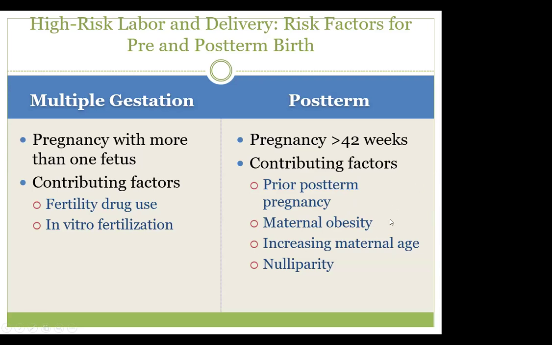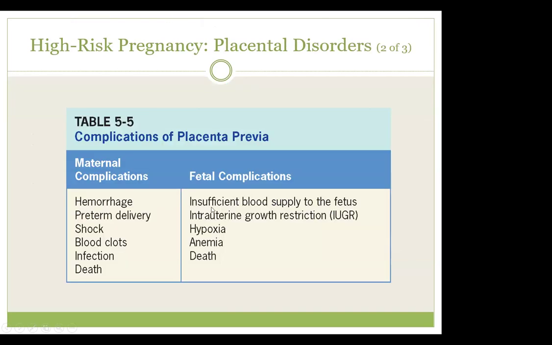Maternal obesity can contribute to post-term birth, increasing maternal age, and nulliparity, which is the term used to describe a woman who has never delivered a child. So, and they themselves were post-term. So it's kind of like a genetic, like my mom had me, I was post-term, then my kids were all post-term. So it's kind of like, it's just a genetic trait carried down that your babies don't want to be born or you don't go into labor on time.